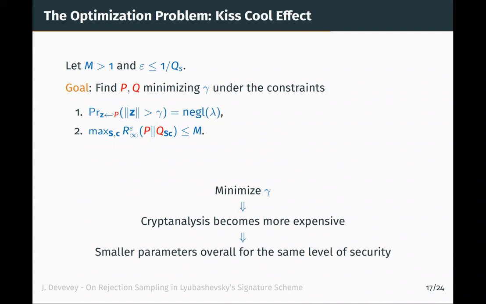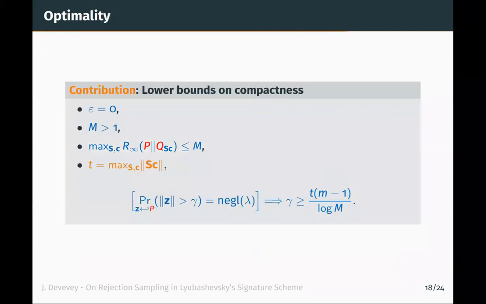And there is some kind of Pascal effect, because when you minimize gamma, if you remember, I said that the SIS problem gets harder when you have a smaller bound. So with a smaller gamma, cryptanalysis becomes harder, and then you can actually drop some dimensions to keep the same level of security, so it gets even better. And our lower bound is that when you take epsilon equals zero, then if you want to satisfy everything, you have the following lower bound, which is related to the maximal size of the bound of the shift.